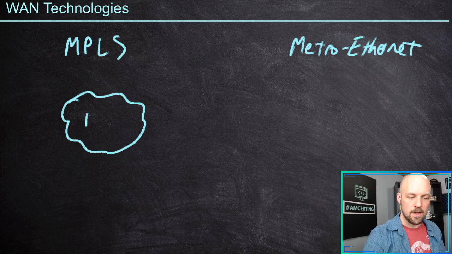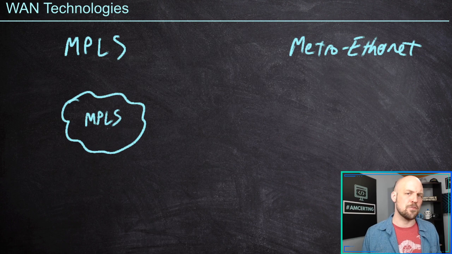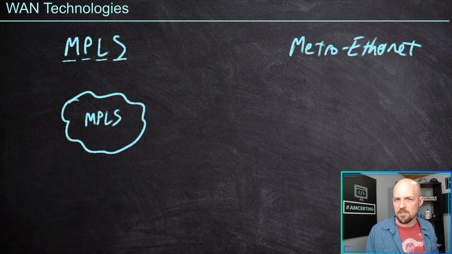MPLS is a cool technology, very, very fun, that runs inside of a service provider, and it uses what we call label switching. This is what MPLS stands for: multi-protocol label switching. It's a really weird concept. It's almost like in an alternate world, if we didn't have IP addresses, how would we get communications across large networks?